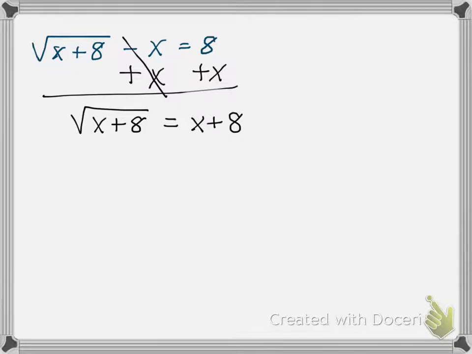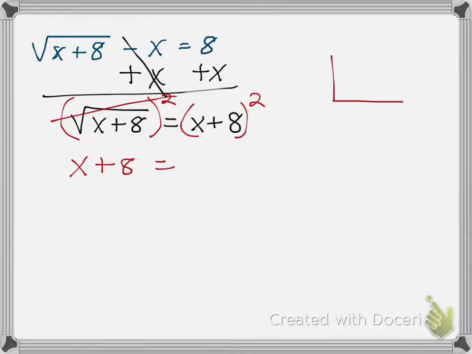Now, to get rid of that square root, you have to square both sides of your equation. Raise them both to the power of 2. It cancels out that square root. You bring down your x plus 8. Now, the x plus 8 squared that you see on the right side of the equation, you do the same thing like what we did in the previous video.